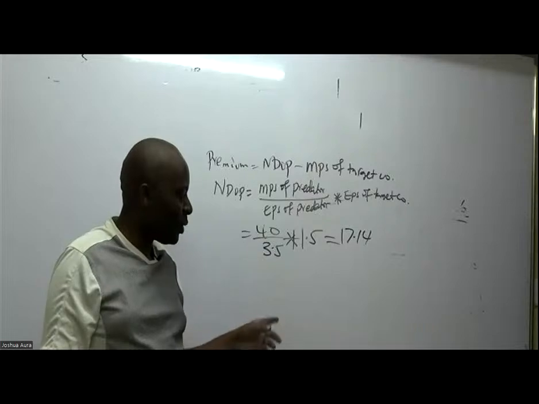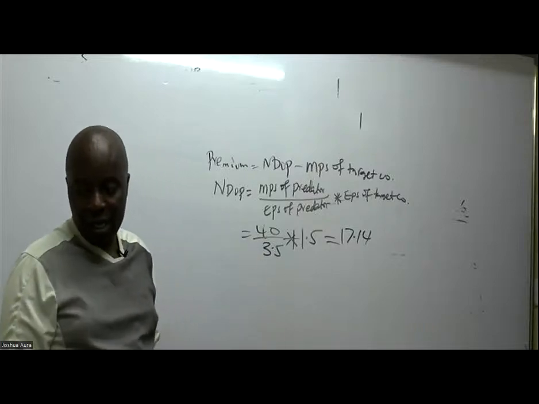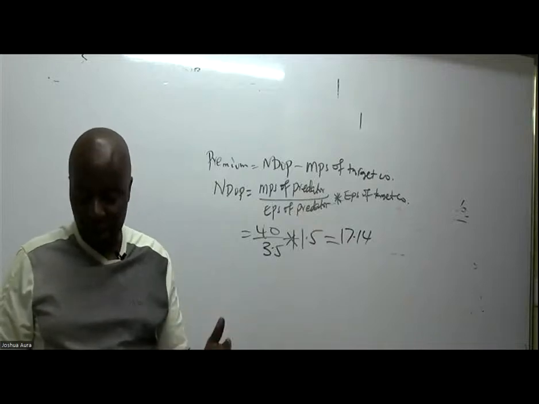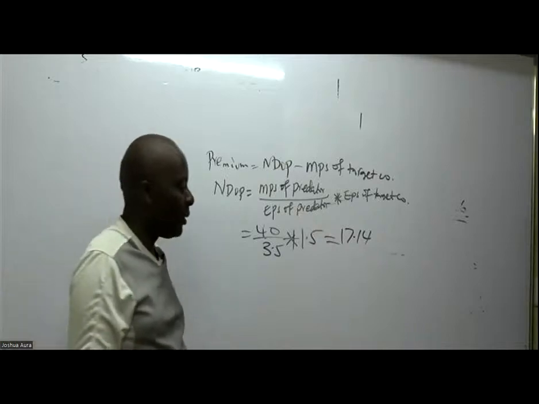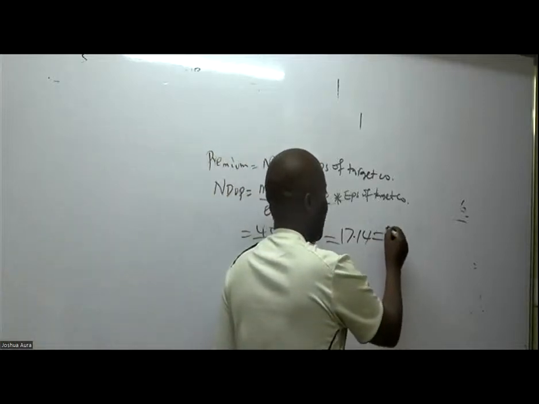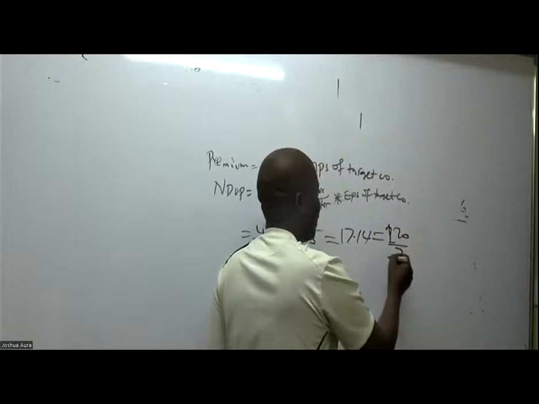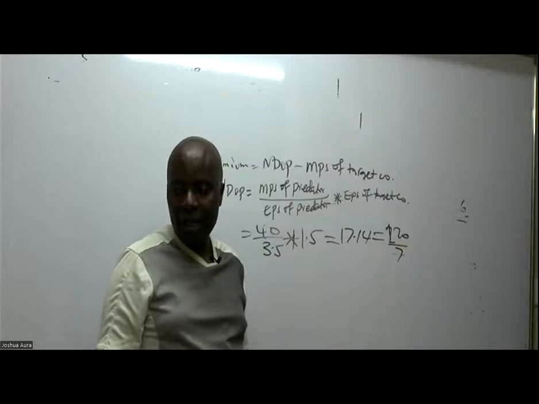Say 40 divided by 3.5 times 1.5 equals. So according to Faith, she is getting, these names are quite hard for me to place the gender, you'll forgive me, but this must be Faith, so it's a she. She's getting 120 over what here? Over 7. 120 over 7.